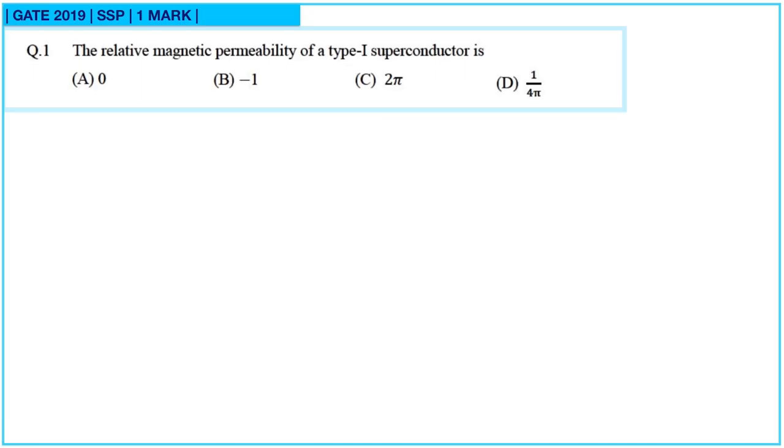Question number 1. The relative magnetic permeability of a type 1 superconductor is... For a type 1 superconductor, susceptibility is -1 and it is equal to mu r minus 1. That means mu r, that is relative permeability, is 0. So option A is correct. Next question.